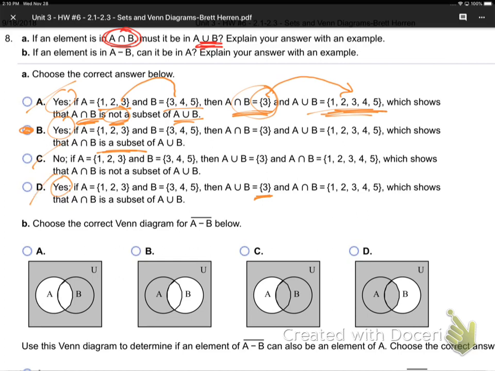Are we good on that? All right, I know you can't probably write all that down that quick. I'll just leave it. It'll be on YouTube if you want to refer back to it. Let's move on to part B.